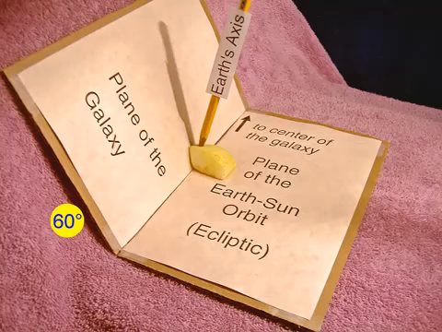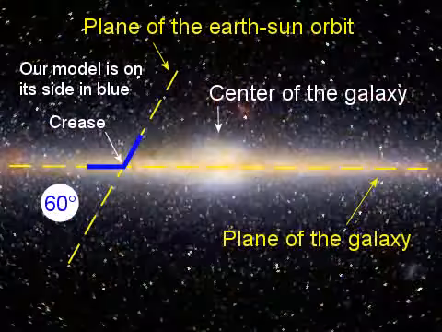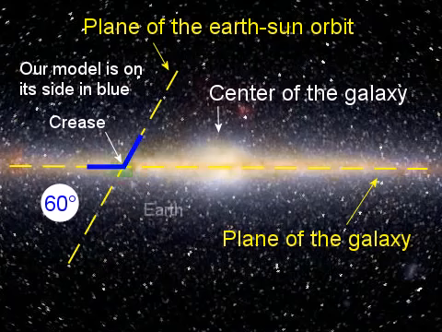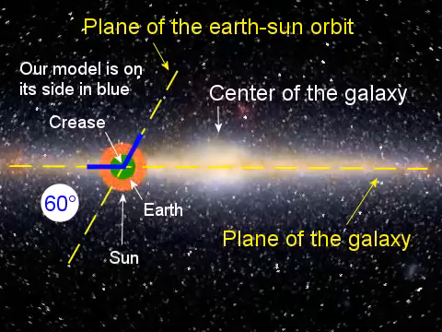The crease in the paper is the intersection of the two planes and always points towards the center of the galaxy. But it doesn't point exactly to the center of the galaxy. It misses by a few degrees. That is why the galactic alignment is correctly stated as being between the Earth, the Sun, and the plane of the galaxy, rather than the center of the galaxy.